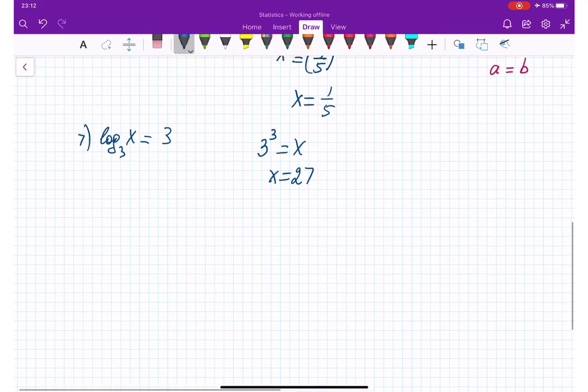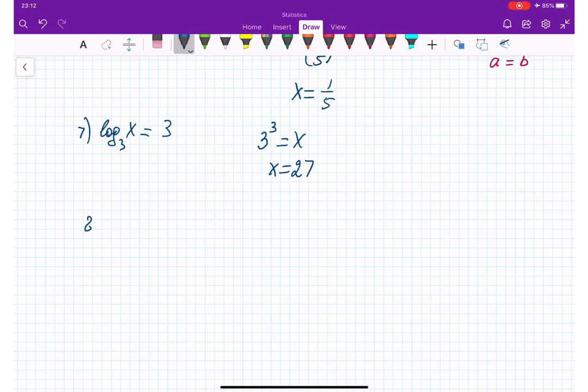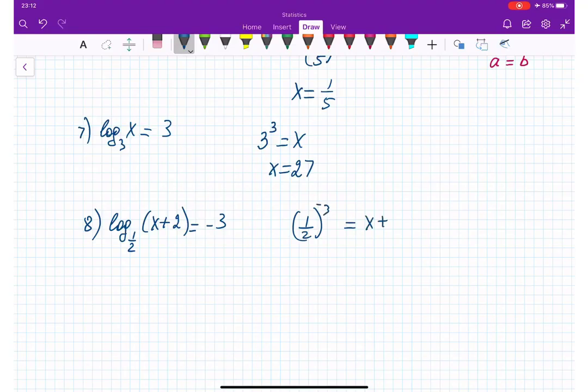Next, question number 8. So logarithm of x plus 2 by base 1/2 is equal to negative 3. Okay, that is equal to 1/2 to the power negative 3 is equal to x plus 2, right? I cannot, and you also cannot, let me write down this negative 3 more clear.